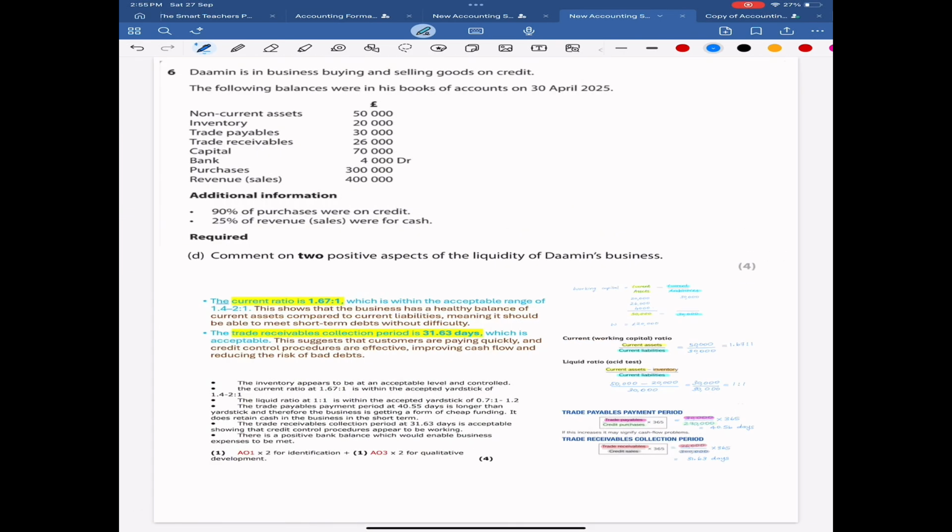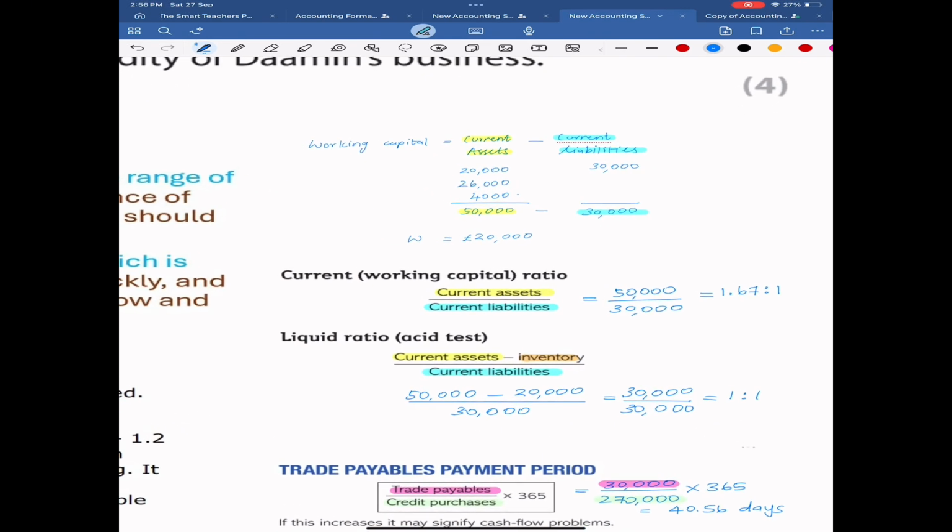Part D. Comment on 2 positive aspects of liquidity of Damin's business. So we look into the liquidity ratios. Here I've taken as a sample answer the current ratio and trade receivables collection period. Now let's observe what we had taken before. Based on those criteria, we can comment on 2 positive aspects.